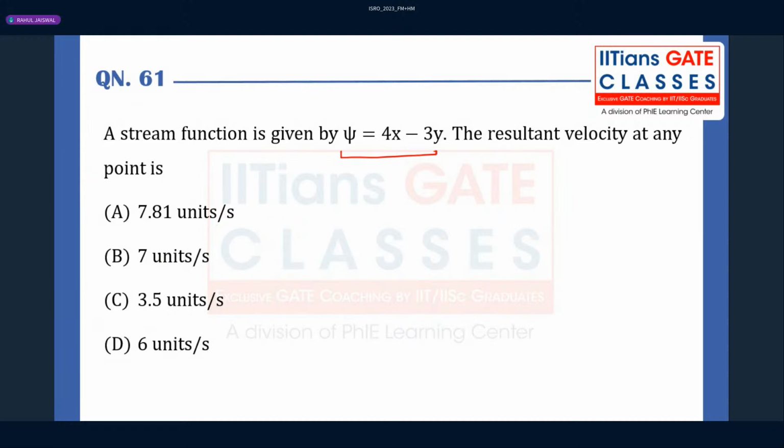So 5 is not given in the options. No, 5 is correct. Here you can replace, I think the data might not be correct. Here 5 and D will be correct. Five unit per second will be the correct answer for this question.